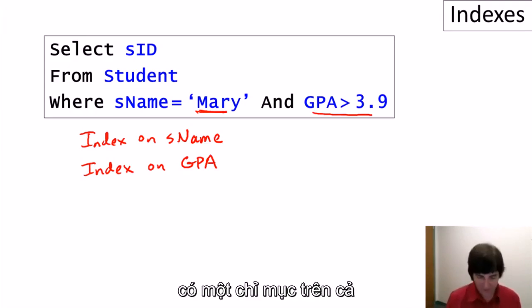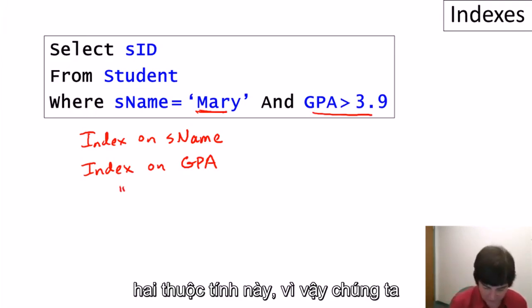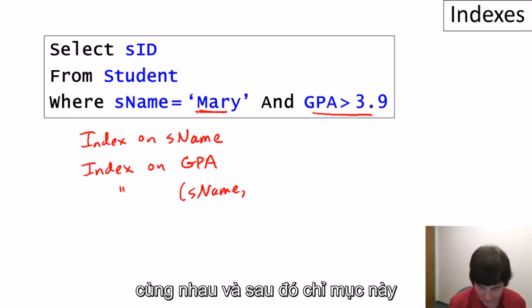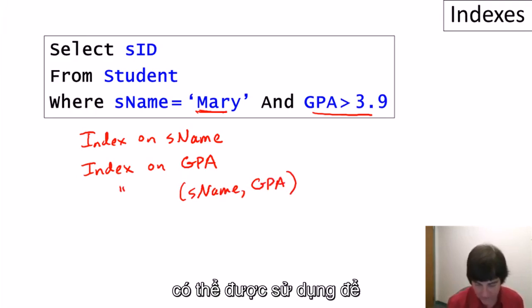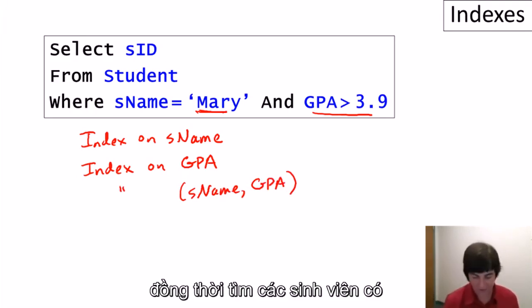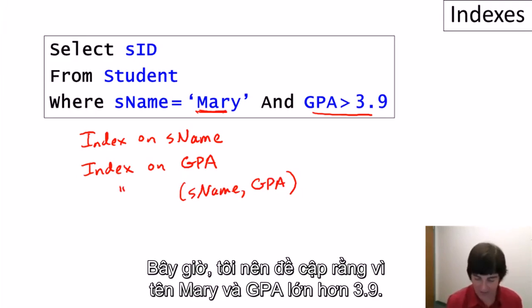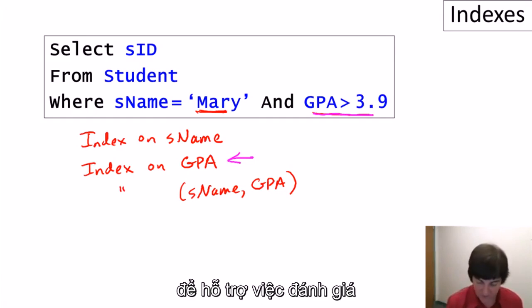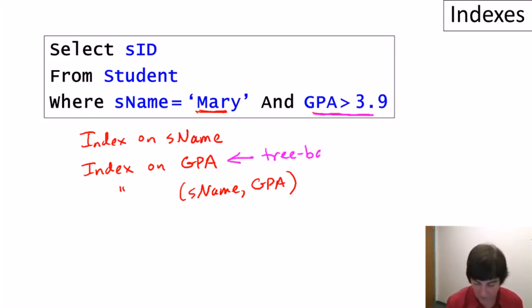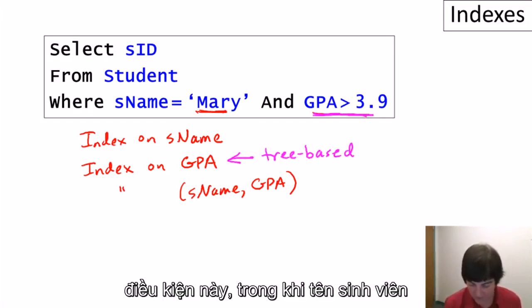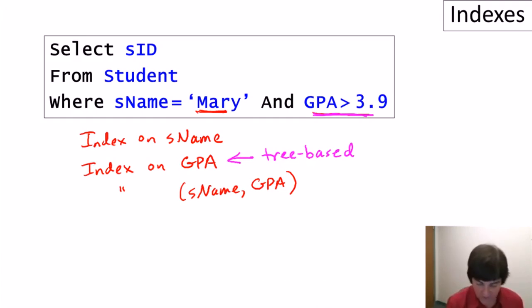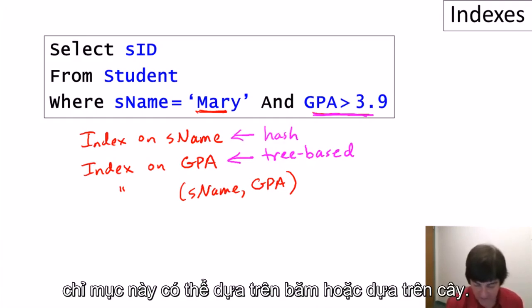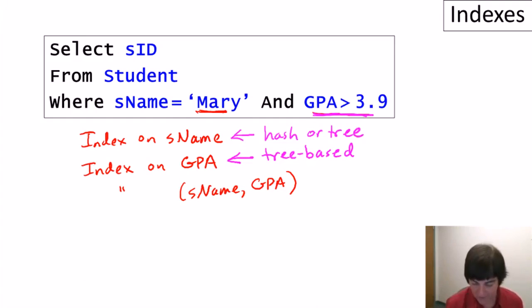Finally, it's possible we could have an index on the two attributes together. So we could have SNAME, GPA together, and then this index can be used to simultaneously find students that have the name Mary and the GPA greater than 3.9. Now, I should mention that because this is an inequality condition, it is important that the GPA is a tree-based index in order to support the evaluation of this condition, where the student name is an equality condition, so that could be a hash-based index or a tree-based index.